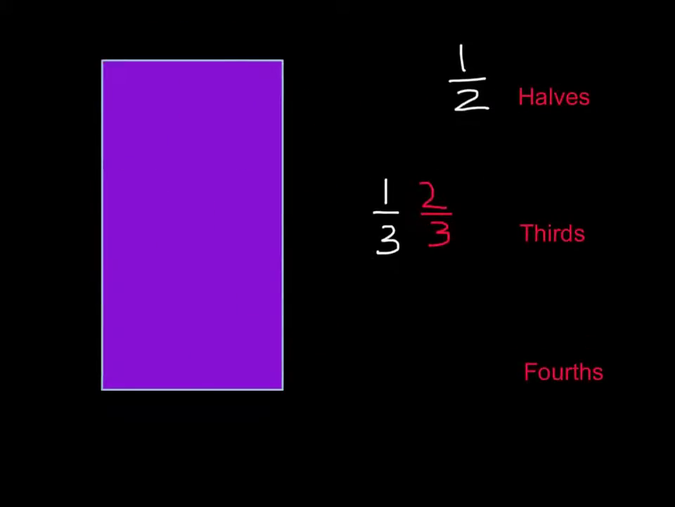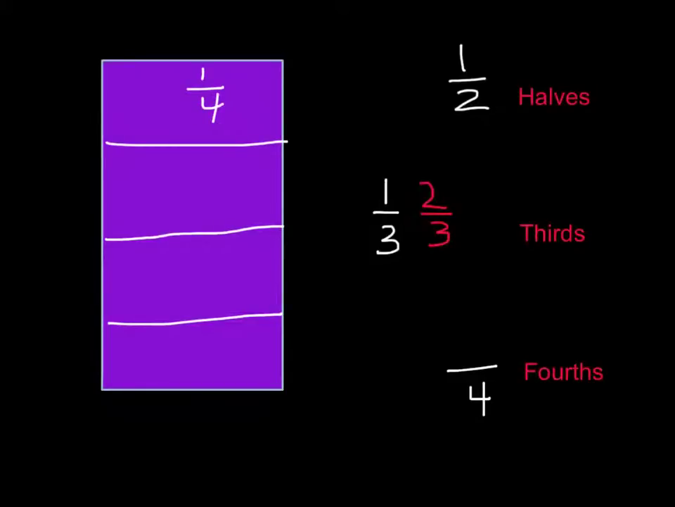We can do the same thing with fourths. If we divide a shape into 4 equal pieces, our fraction would have a 4 on the bottom. That would be the denominator. And if I tried to divide this rectangle into 4 equal pieces, it would look like that. This is 1/4 of the rectangle. This is 1/4 of the rectangle. Here's another, and you guessed it, we have 4 of those. Each piece is called 1/4 of this rectangle.